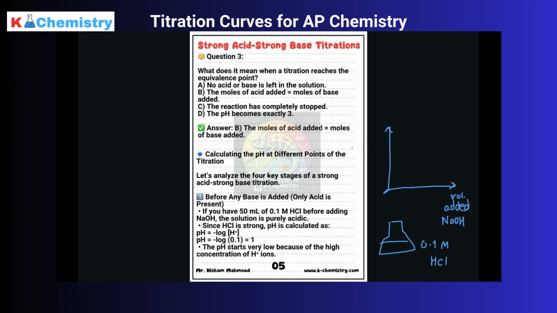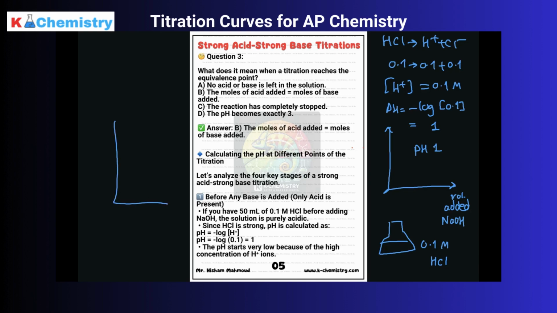Since HCl is strong, it is completely dissociated. So HCl forms H plus and Cl minus. This 0.1 is going to form 0.1 plus 0.1. So the H plus concentration is equal to 0.1 molar. So pH is equal to negative log of 0.1, that's equal to 1. So pH starts very low in the curve because of the high concentration of H plus ions.